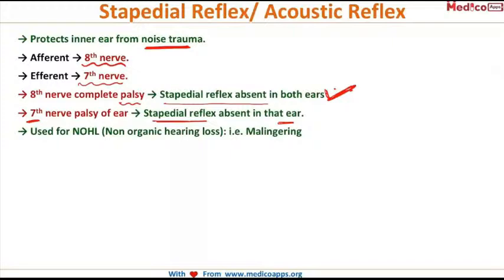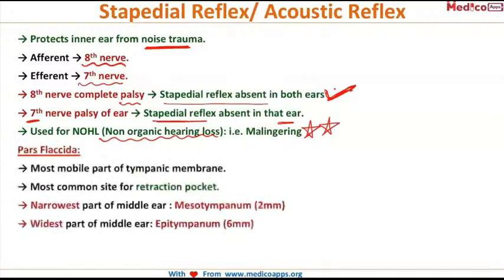It is used for testing non-organic hearing loss. Stapedial reflex, please remember, is used to find out malingering in patients. Now, pars flaccida is the most mobile part of tympanic membrane. It is the most common site for a retraction pocket. We all are familiar with this.